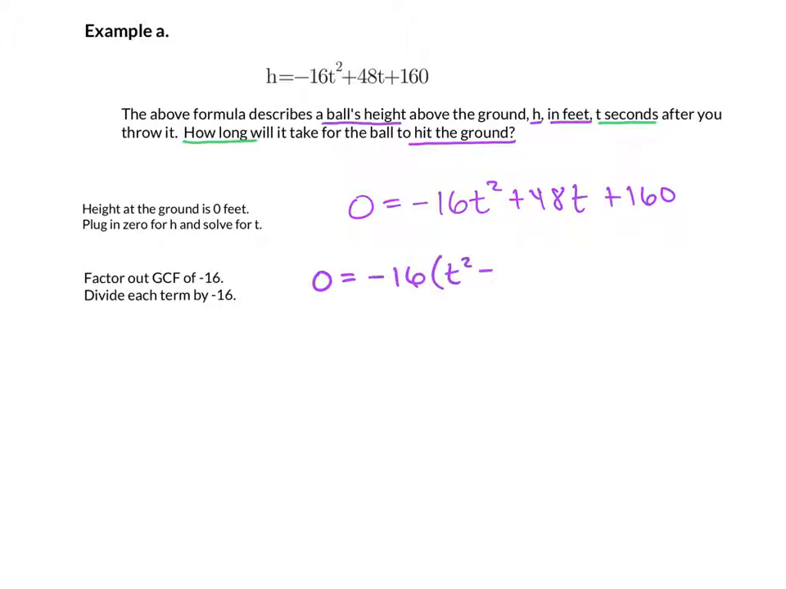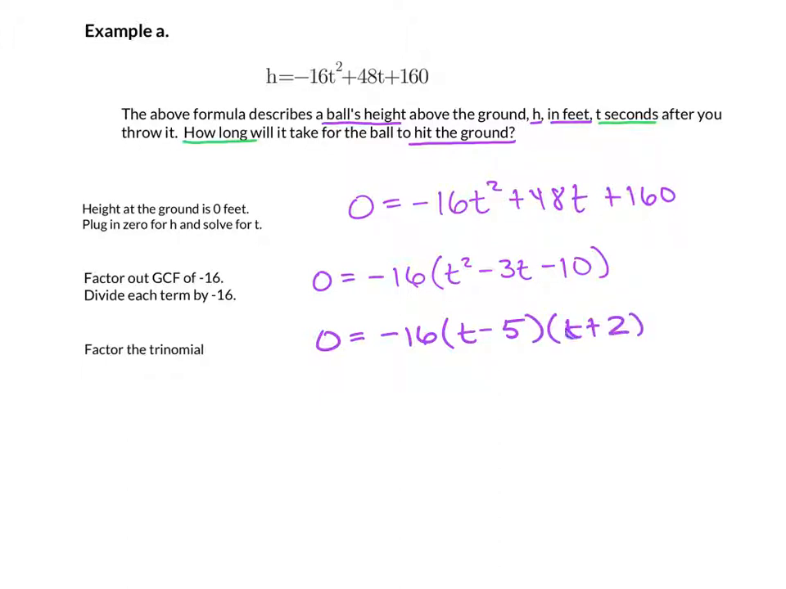From there, we want to factor the trinomial. That's going to be t and t, and negative 10 will be negative 5 and positive 2. We want our larger one to be negative. From there, we want to set each factor equal to 0.